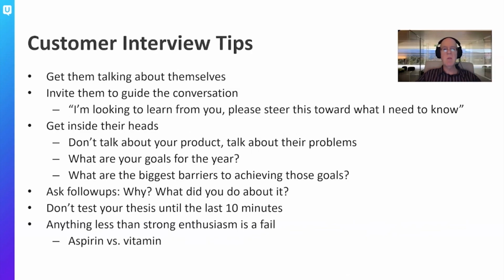Tips on doing the interviews. Get people talking about themselves. They love talking about themselves. Invite them to guide the conversation. Say, look, I'm looking to learn from you. I've got some questions, but I really want you to feel free to guide it toward the stuff that you feel I need to know. You'd be surprised how often they'll volunteer information when you do that.